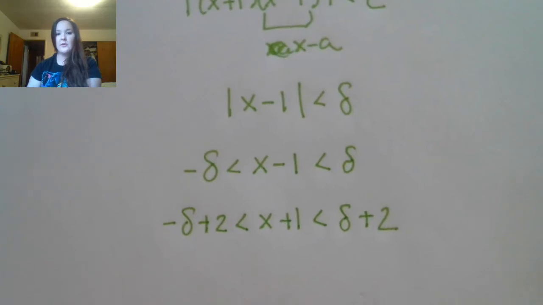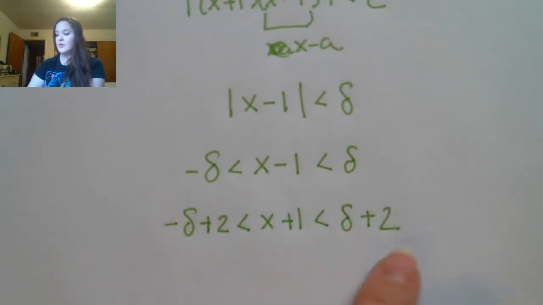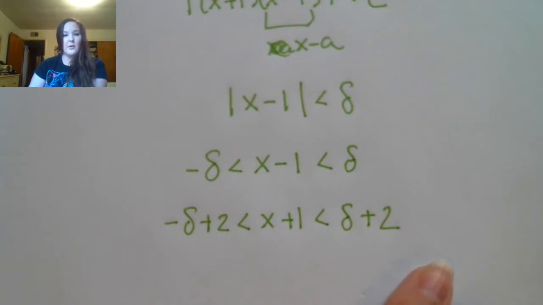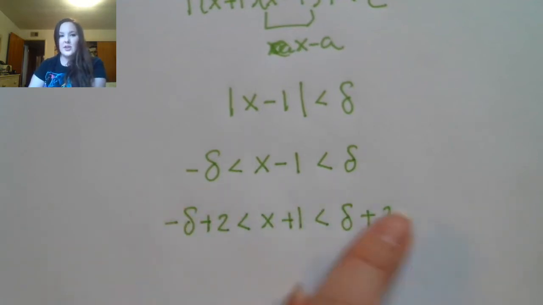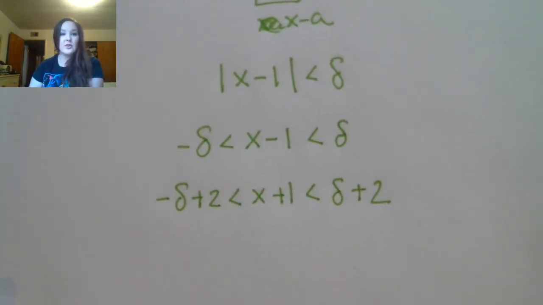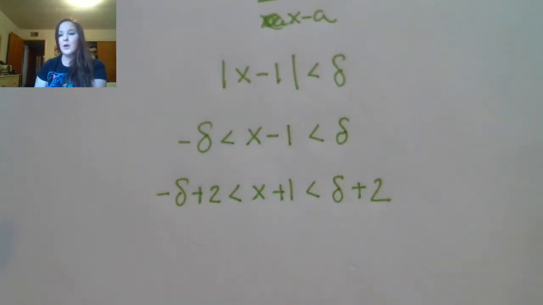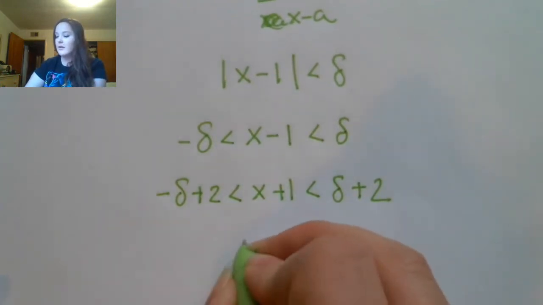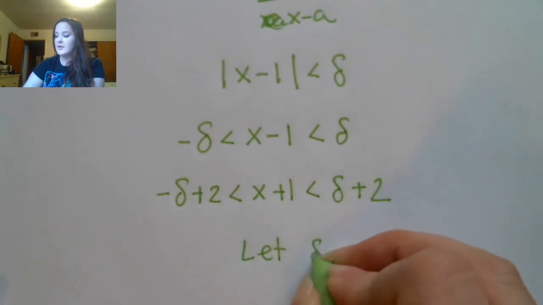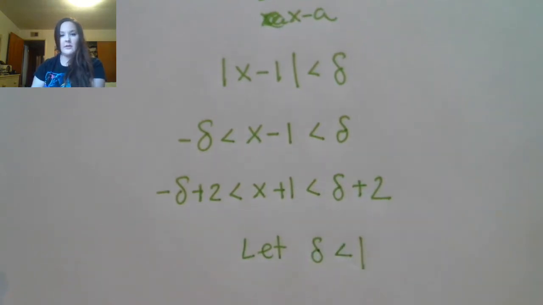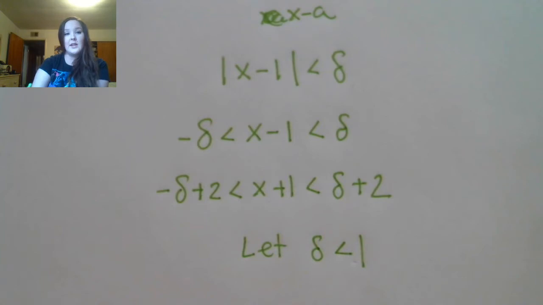Okay, so now you can see I do have some restriction about the absolute value of x plus 1, right? But I really want this to not be something to do with delta. I really want it to be a numerical value. So I'm going to use this trick that people often use with quadratics, and I'm going to let delta be less than 1. You know already that you're trying to make delta pretty small, so you might as well pick it to be less than 1.